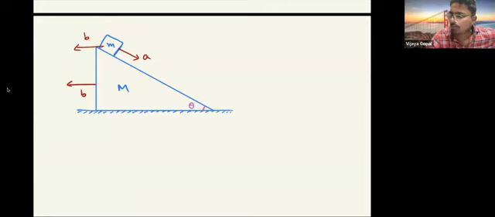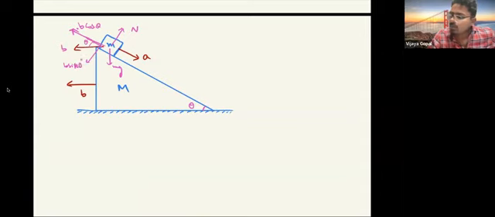You just draw the free body diagram. This is mg, and obviously here N will be there. You resolve the accelerations also along the inclined plane and perpendicular to the inclined plane. Sir, if you resolve B along the direction, what are you going to get? When you resolve B, if this is theta, this will also be theta. You'll get B cos theta like this. And perpendicular to this, B sin theta.